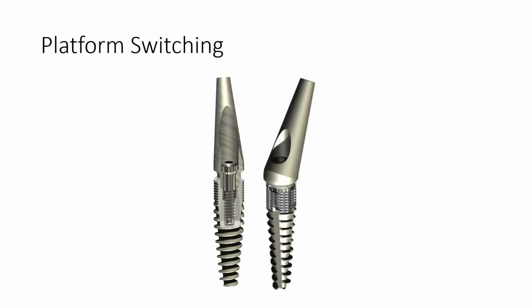If we look at the difference between standard implant abutment interfaces and a platform switched implant interface, as can be seen on the left hand side, we can see that the abutment is actually narrower than the implant platform, and this results in the horizontal placement of the biological width, so preserving your crestal bone.